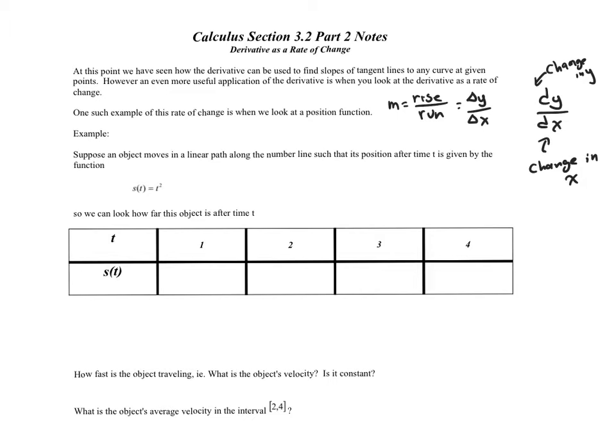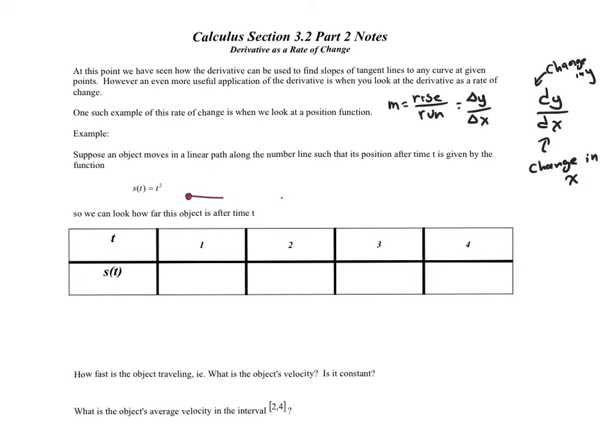So one thing we'll look at, just an easy example, is how something moves. Things can speed up, they can slow down, they can go at a constant speed. A lot of times in calculus and physics, we give equations to denote their position. So in this case, I have an object that moves along a linear path along a number line, such that its position after time t is given by the function t squared.